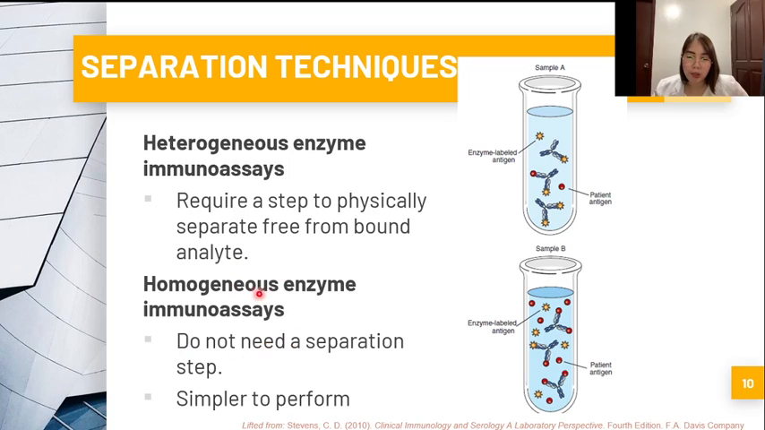While homogeneous enzyme immunoassay, this is an example of a homogeneous enzyme immunoassay wherein it does not require a separation step and is simpler to perform. Okay, and usually the sample containing a patient antigen is incubated with a labeled antigen and an antibody. So, for example, in this figure, we have a reagent antibody in solution, and patient antigen and enzyme labeled antigen compete for the limited binding site.